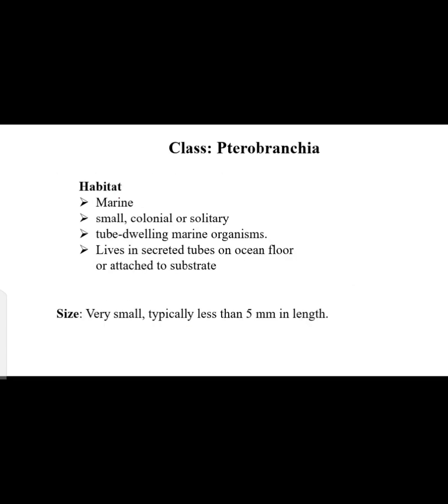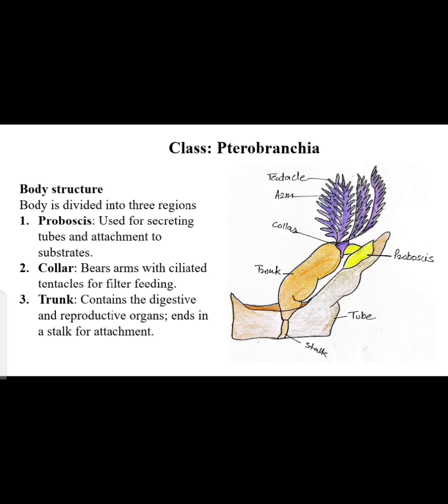Class Pterobranchia includes marine, small, colonial or solitary tube-dwelling organisms. They live in secreted tubes on the ocean floor or attached to a substrate. They are very small, typically less than 5 mm in length.